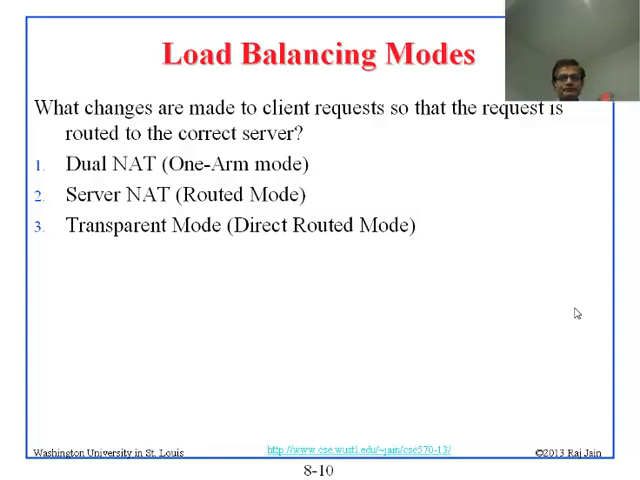All right. So load balancing more. So now we know the DNS part, but then we need to learn about something called NAT. NAT is network address translation, and there are three types of load balancing NATs: dual NAT, server NAT, transparent NAT. But before I describe those three, I really need to explain to you what NAT is. So the next few slides are NAT, and then after we are done with the NATs, we come back to these three.